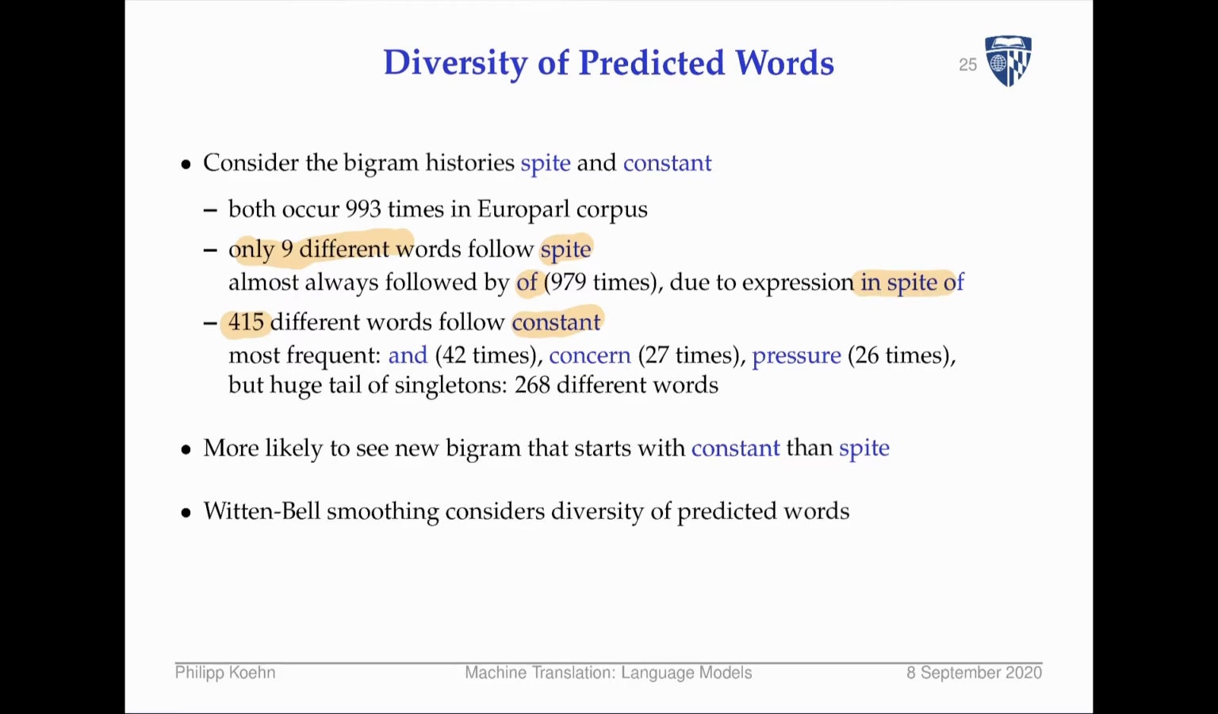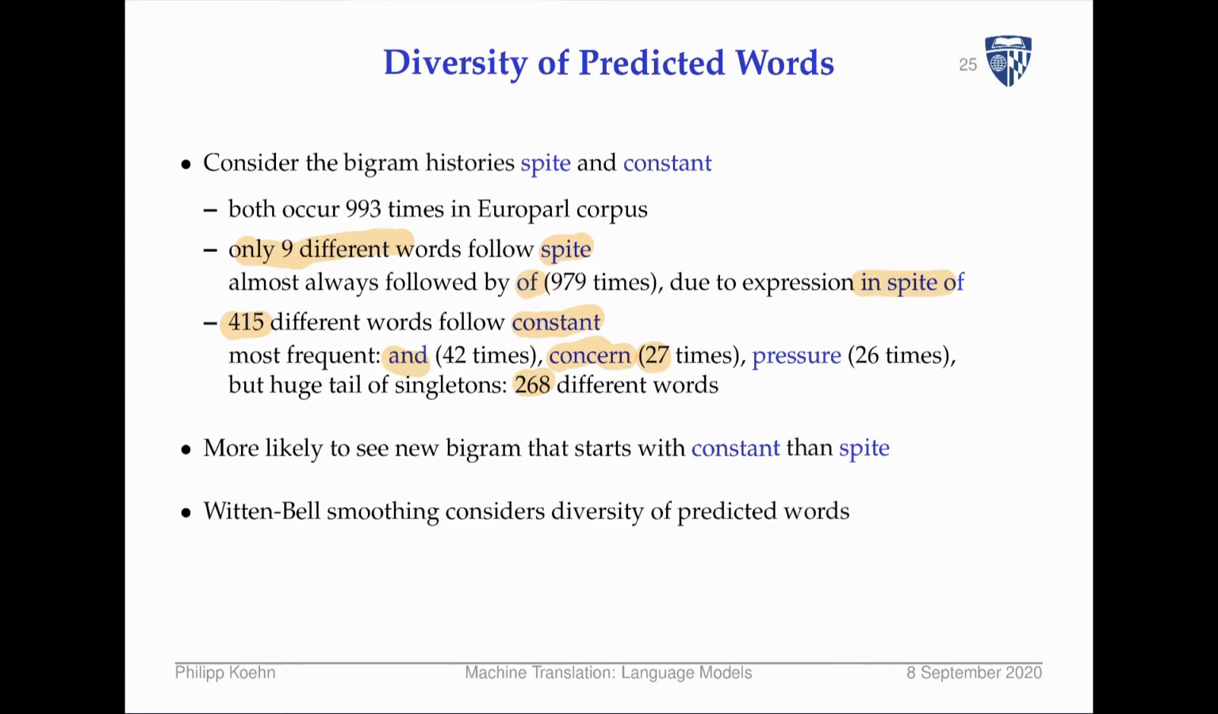If you look at the most frequent ones, it's words like and, then constant concern 27 times. 27 out of 993. That's not much. That's less than 3%. Pressure, constant pressure. So it seems like the word constant can be followed by almost any word. There's a huge tail of singletons: 268 words occur only once following constant.